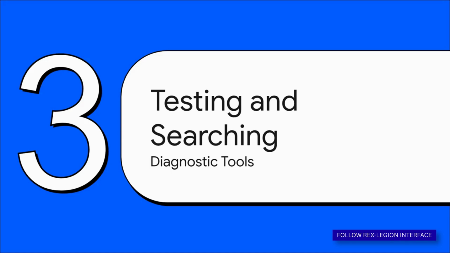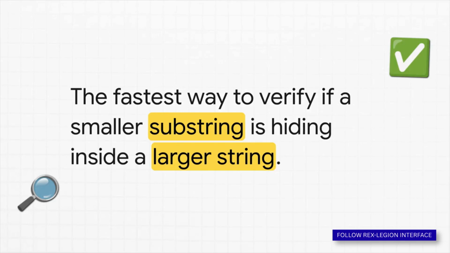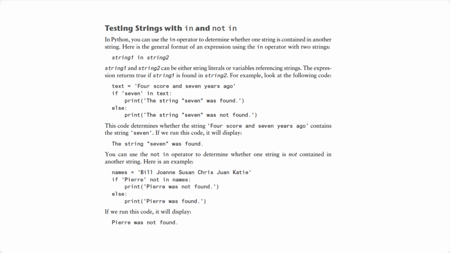Moving into part 3, testing and searching text. Time to pull out the advanced diagnostic tools. Before we even touch any complex methods, you've got to know about the in and not in operators. They are hands down the absolute fastest way to verify if a smaller substring is hiding inside a larger string. If you're scanning the phrase 7 years ago, simply typing 7 followed by the word in and then your text variable will instantly evaluate to true. It's just an incredibly powerful and highly readable way to run quick diagnostics on massive blocks of text.